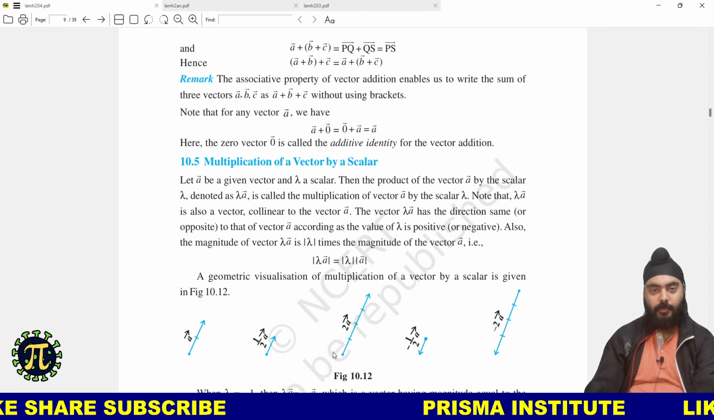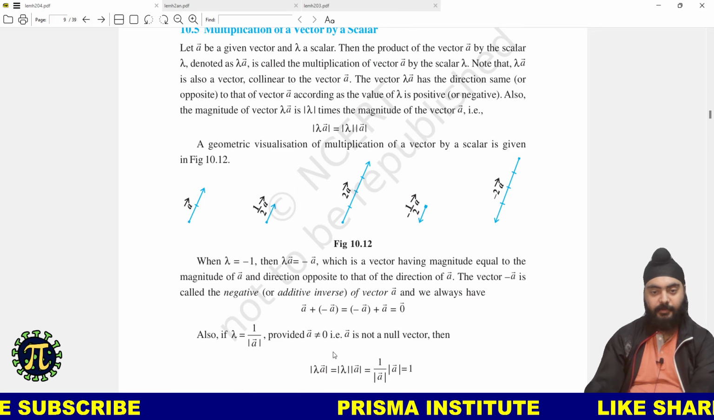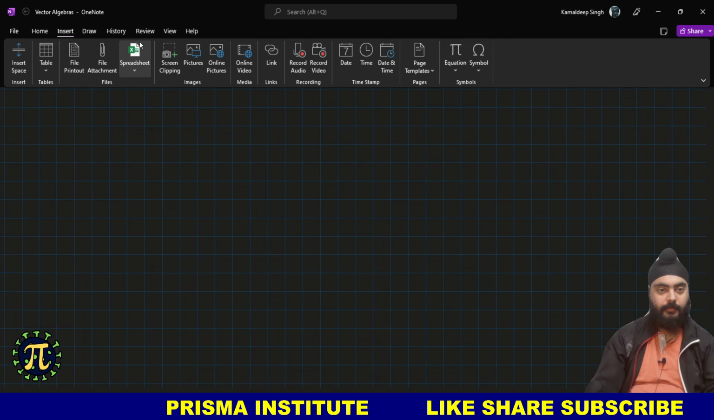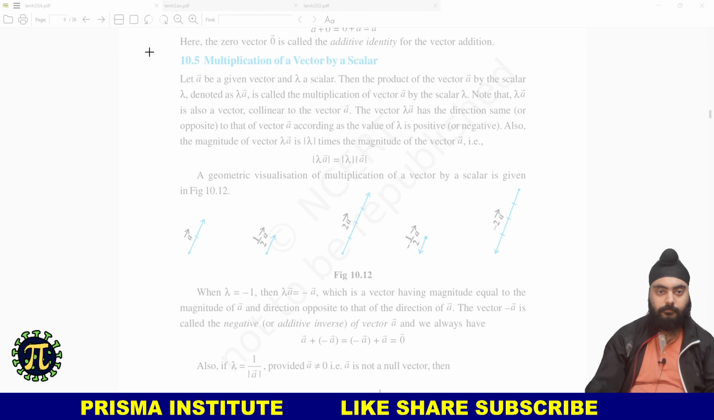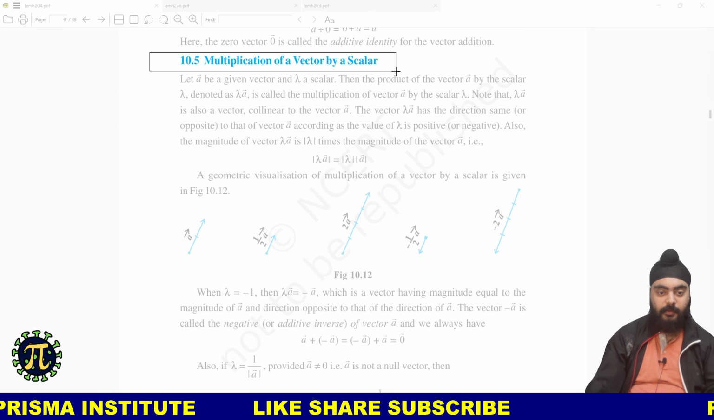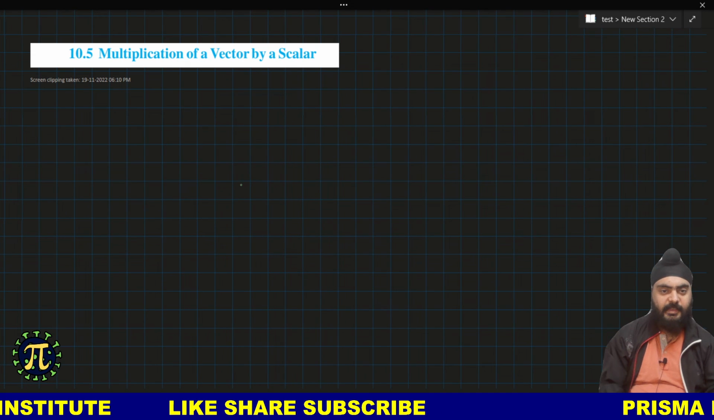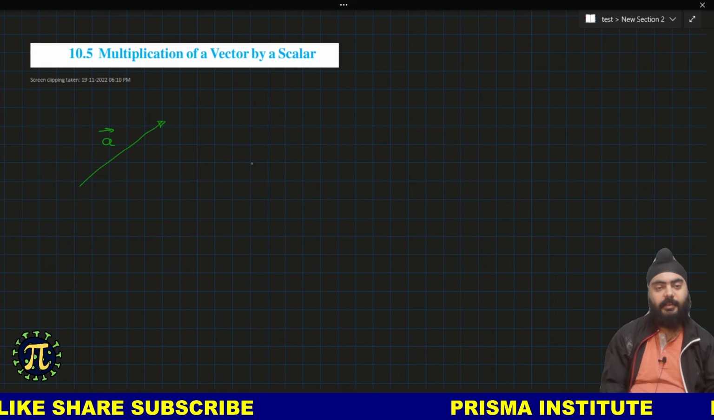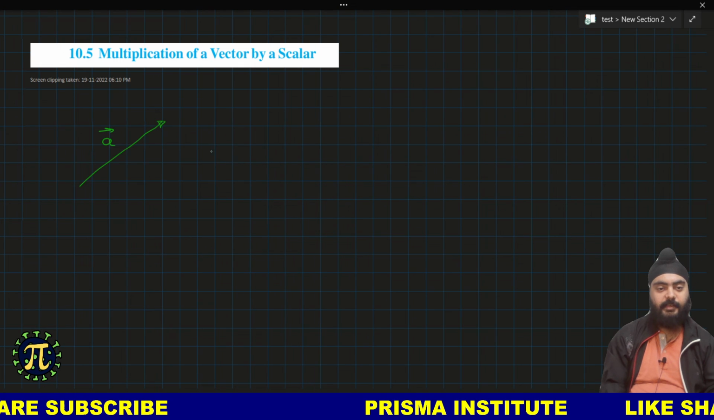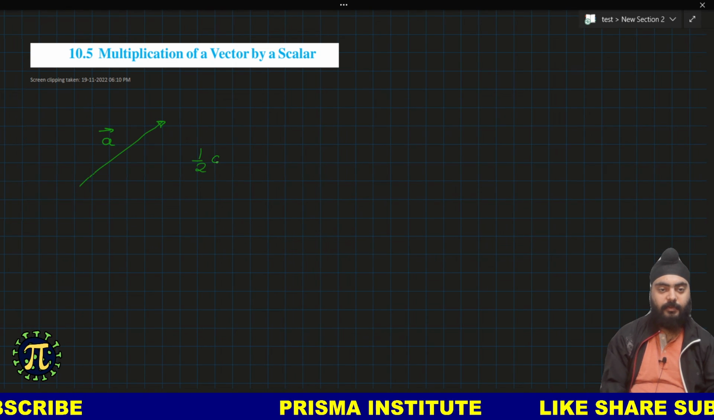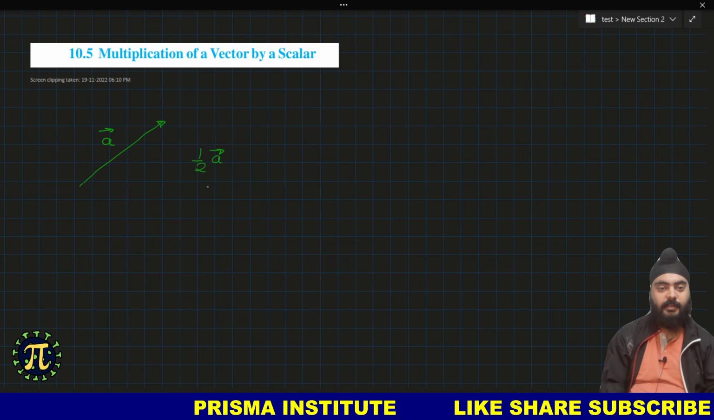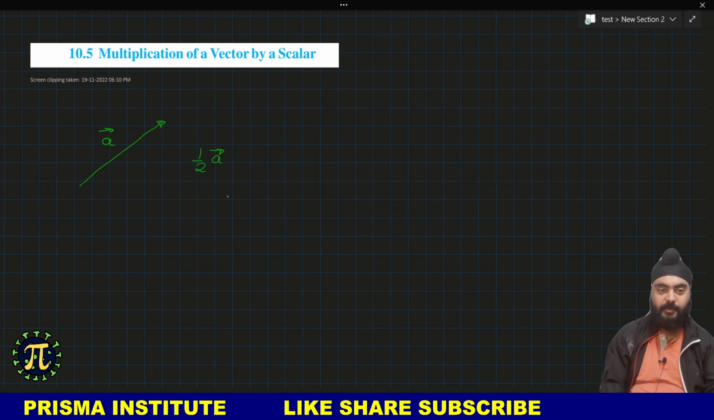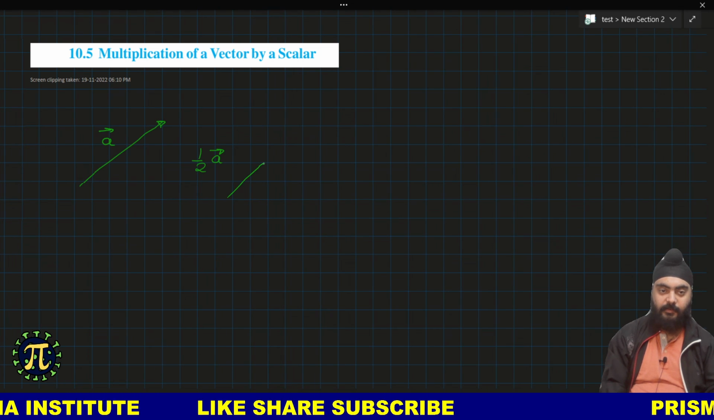Okay, so now the next topic is multiplication of a vector with a scalar. This is a very easy concept. Let's say we have a vector. I can multiply that vector with a number, say half. What will be half of a vector? Since half is positive, it will not change the direction of the vector, but the length of the vector will become half.